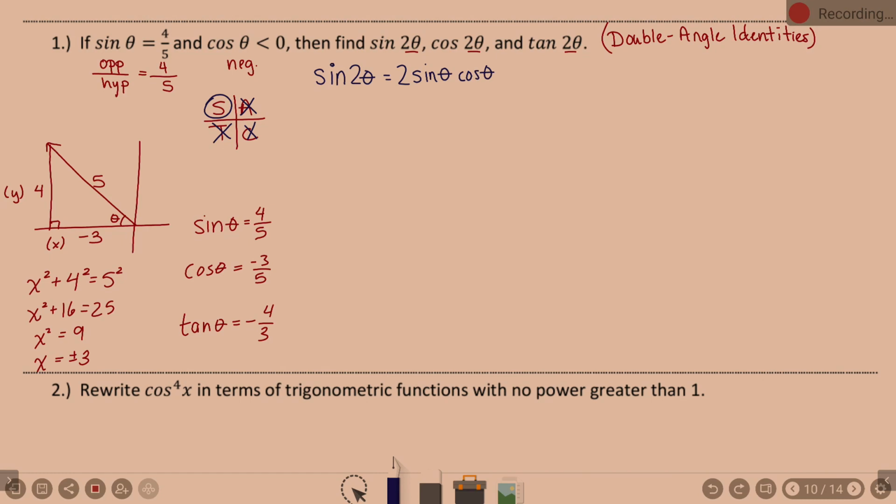So I just took the identity from the top of the page, I changed it from u's to thetas. It's the same identity, correct? Correct. Okay. What do we know? What can we fill in? Sine is 4/5 and cosine is -3/5. So 2 times sine of theta times cosine of theta: 2 times 4/5 times -3/5.